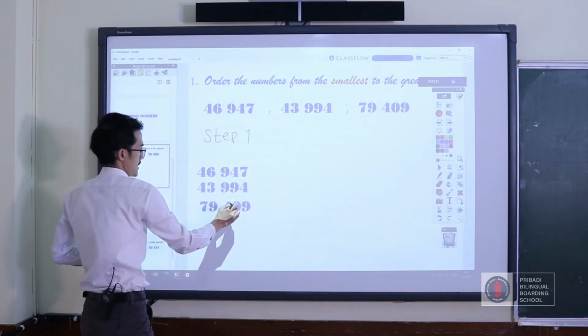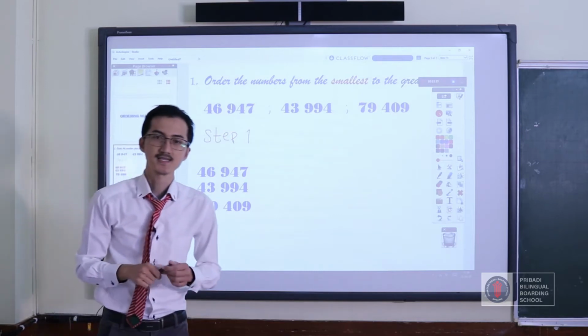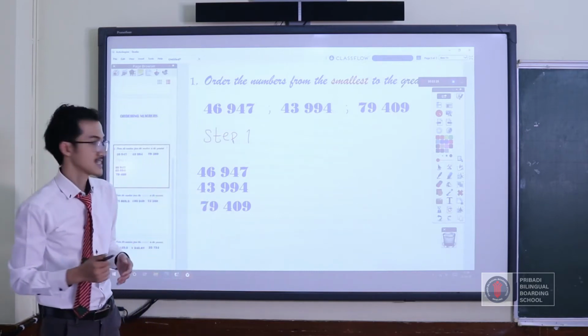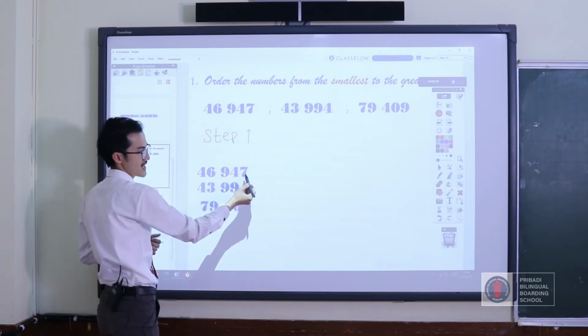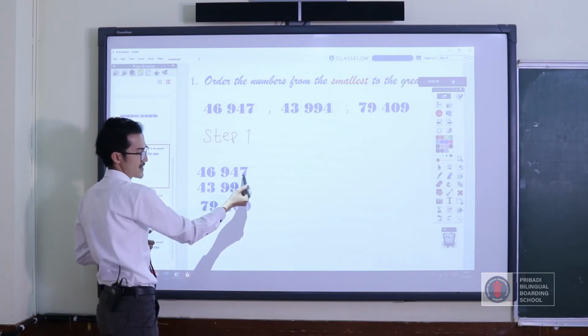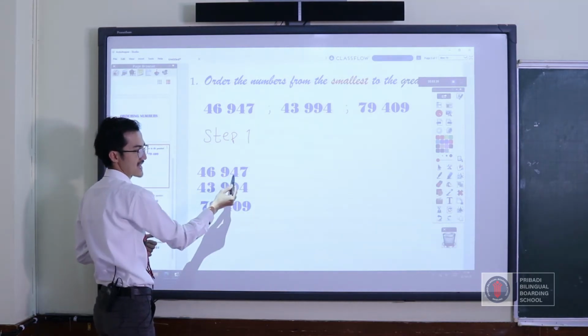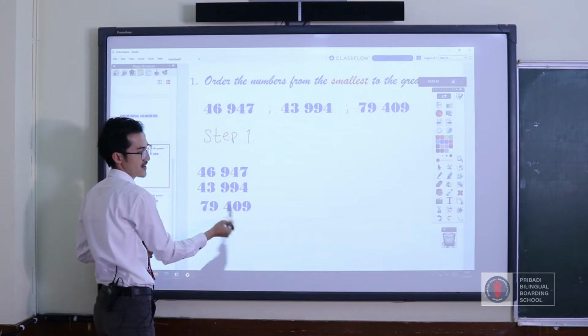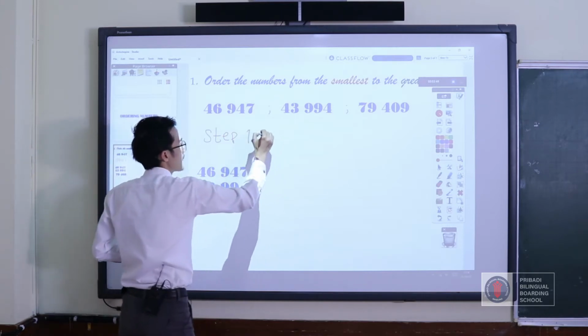For this step, make sure you put all the digits which have the same place value vertically straight. I mean like this. As you can see from here, 7 is ones or unit, 4 also, and also 9. We have 4 as tens, 9 as tens, and 0 as tens. So after that, step 2.